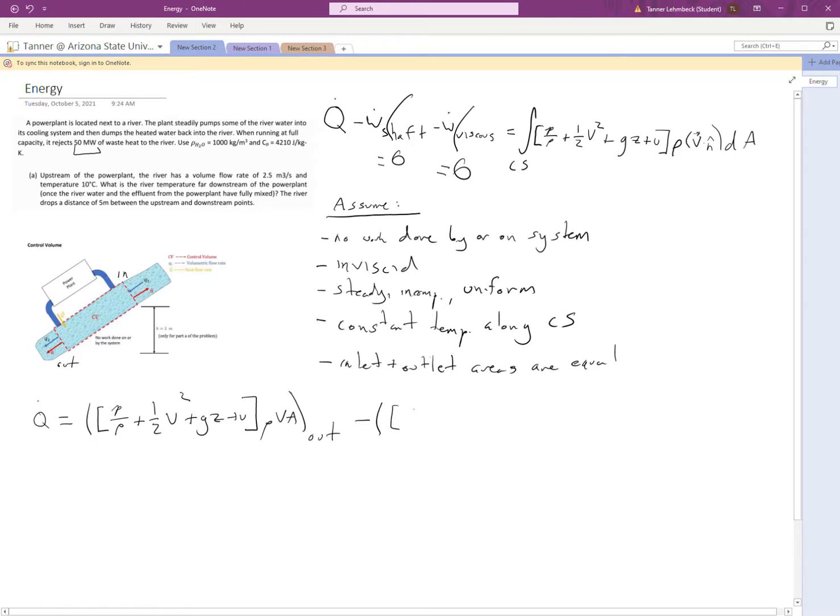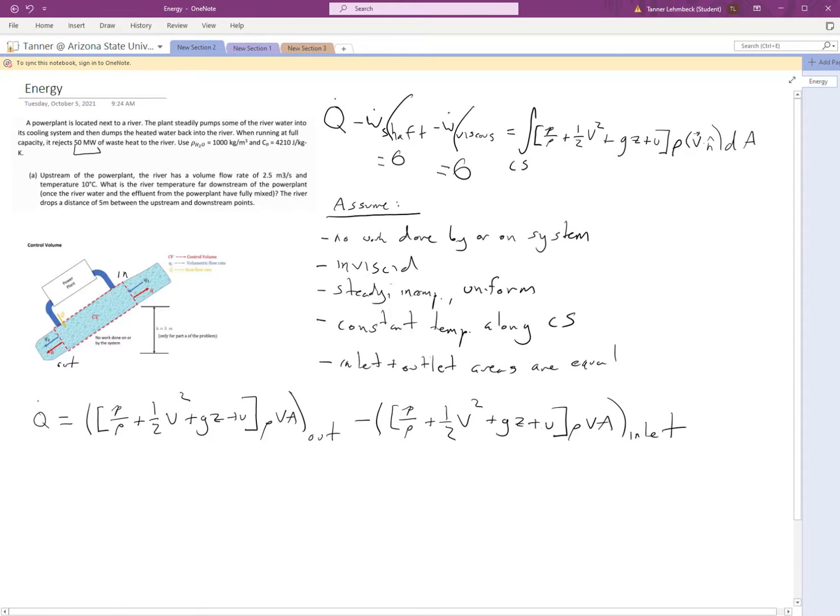So we'll write out the same exact thing. 1/2 v squared plus gz plus u. This is rho VA inlet. So at this point, we can simplify this, clean it up a little bit more.